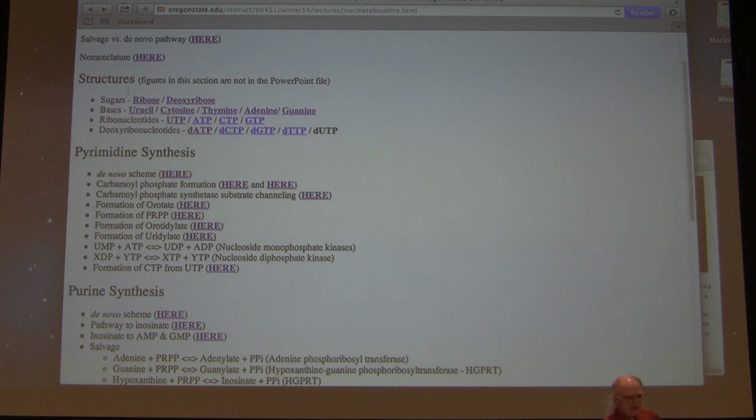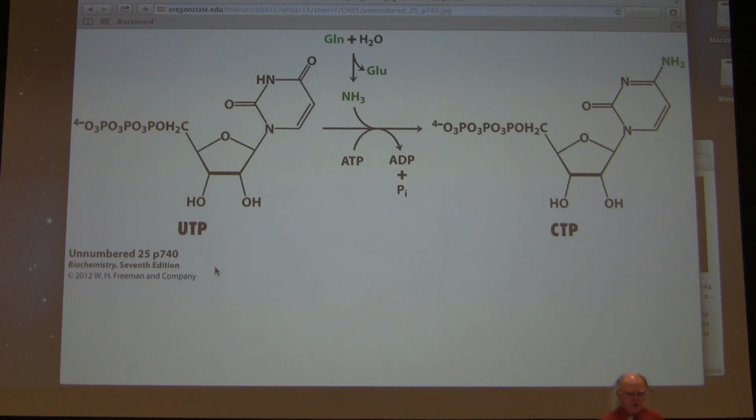Within the pyrimidine pathway, there's one thing I didn't show you or tell you, and that's this enzyme right here, the one that converts UTP to CTP. This enzyme is called CTP synthase, very simple name. It's the last regulated enzyme in pyrimidine biosynthesis. It's inhibited by CTP.